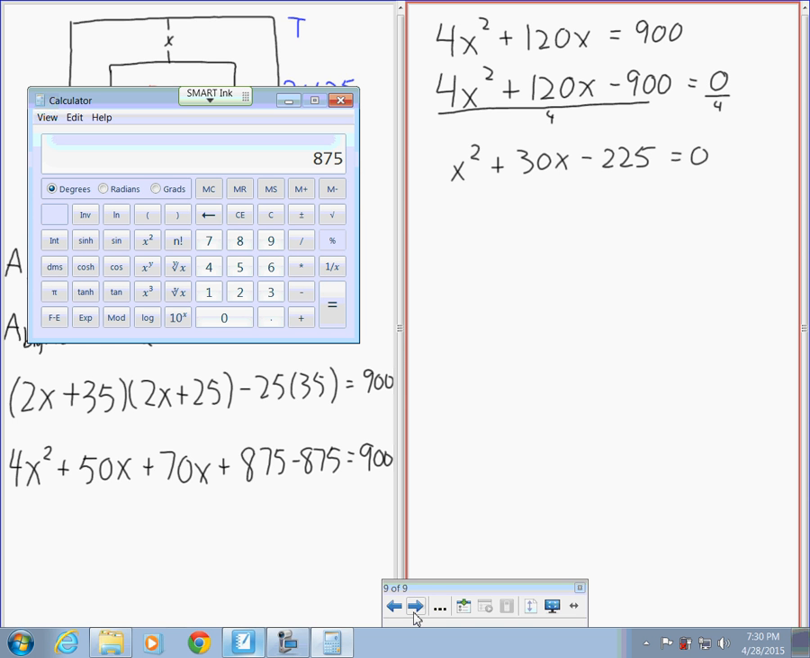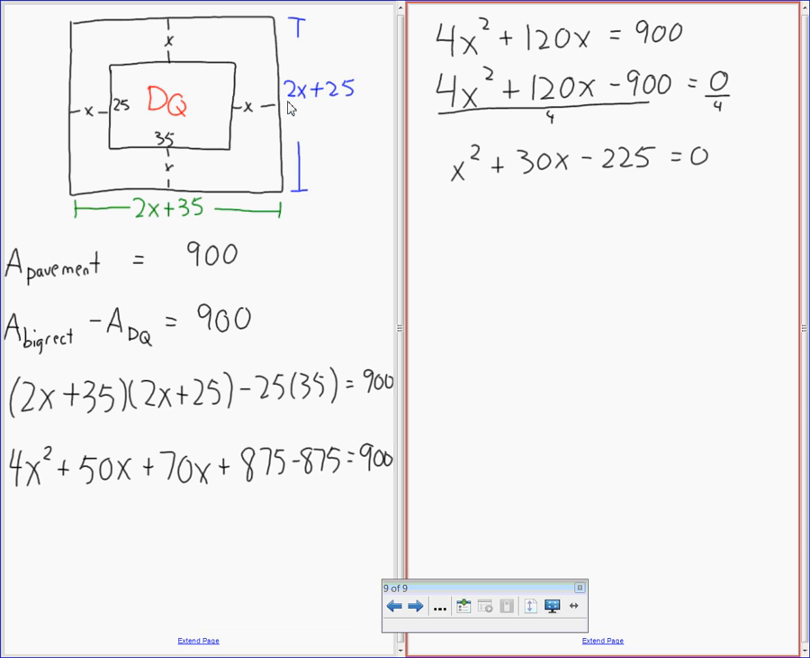Check from really late when I'm going down. 900 divided by 4 is 225. Good. Okay, so next, you can factor this if you can. It's going to be pretty hard to find the number, so I'm going to use quad formula for this. So I'm going to say x equals negative b plus or minus the square root of b squared minus 4ac all over 2a. All right, Jessica, can you give me a, b, and c, please? Great. a is 1, b is 30, c is negative 225.